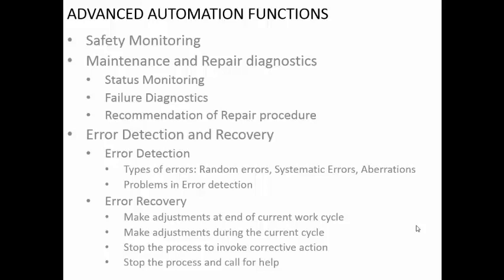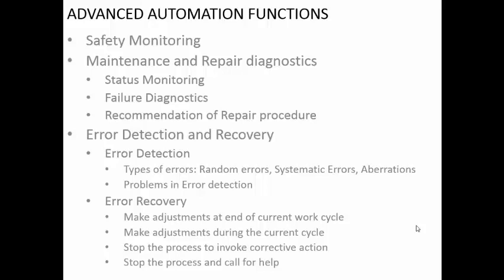Advanced automation functions. An automated system should not only follow the program of instructions and perform the process as per the instructions. The system should have some additional capabilities, and these are all combinedly called advanced automation functions. Most of the times these functions are built into the system for a variety of reasons.